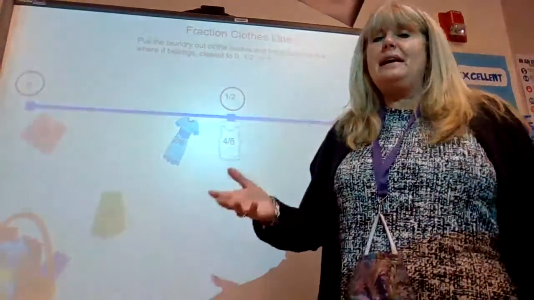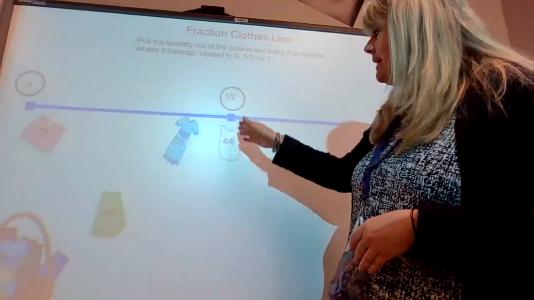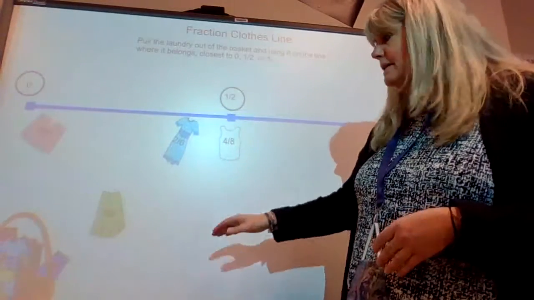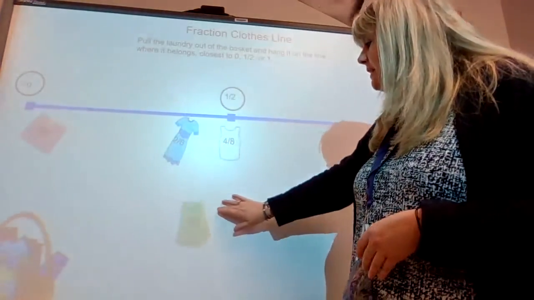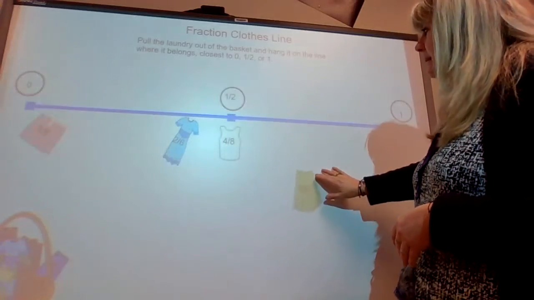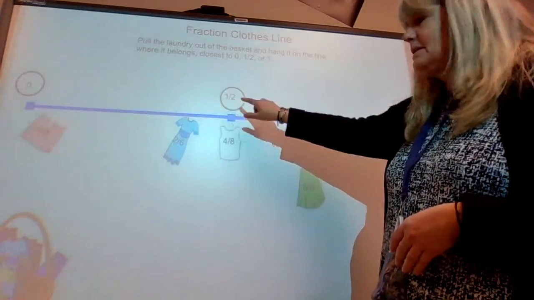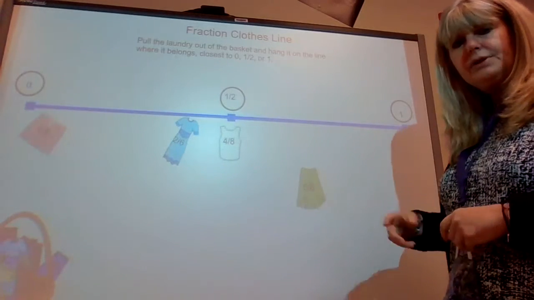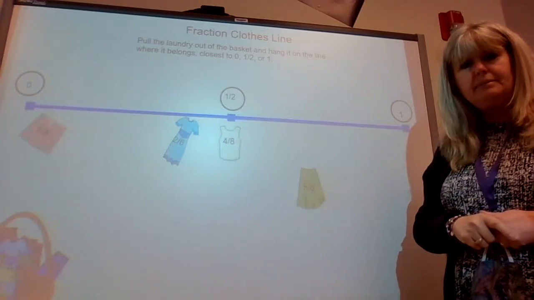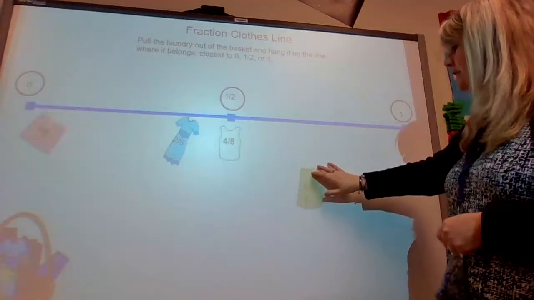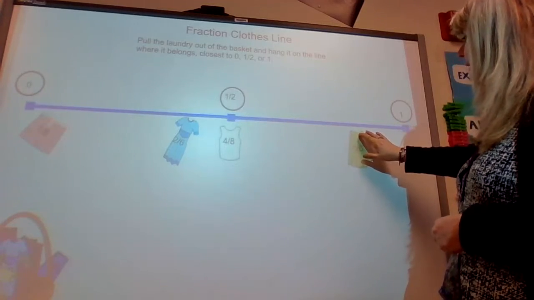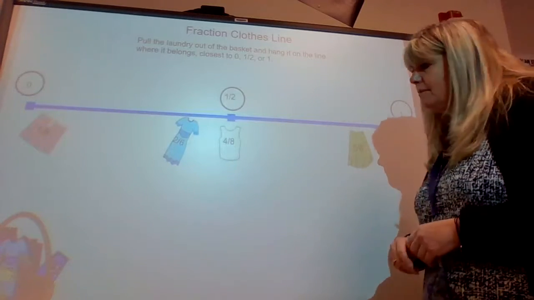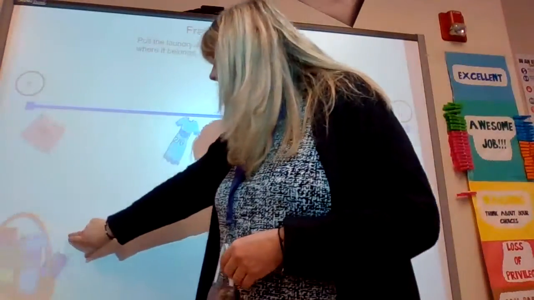Oh, we've got 5/6 now. Well, if we already said that this would be 3/6, we know 5/6 is going to be over here. But now let's think about this. If this is 3/6, there's 4/6, 5/6, and 6/6. So where is 5/6 going to be? Well, if you said closer to the whole, you were right. About right there. See what else we have in here.